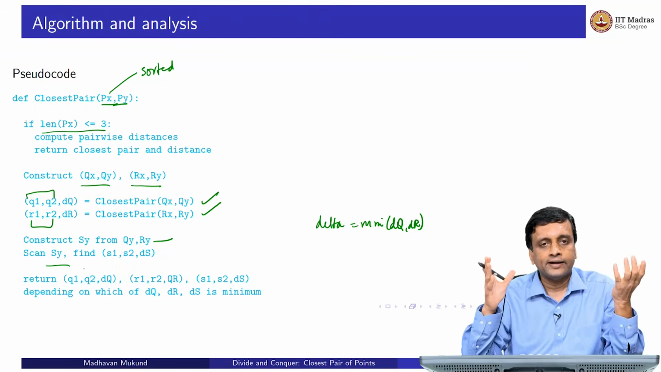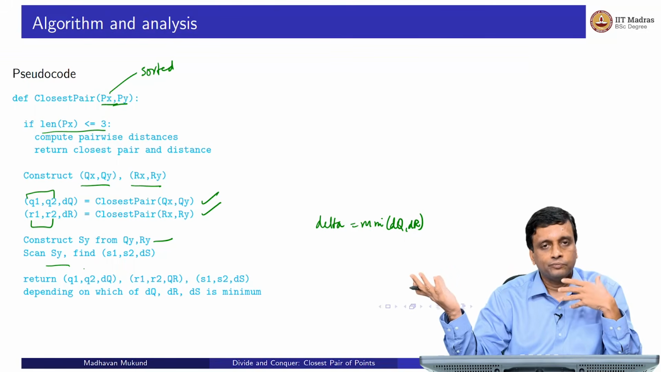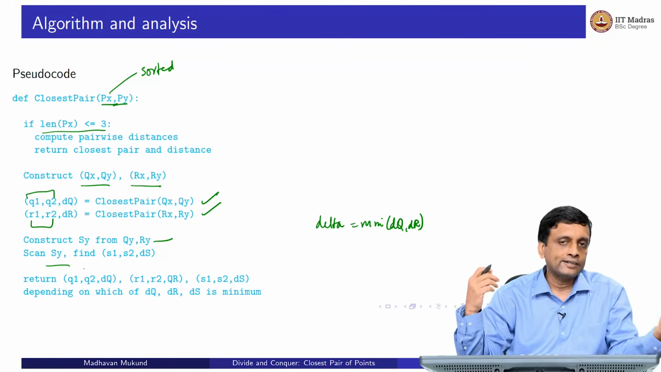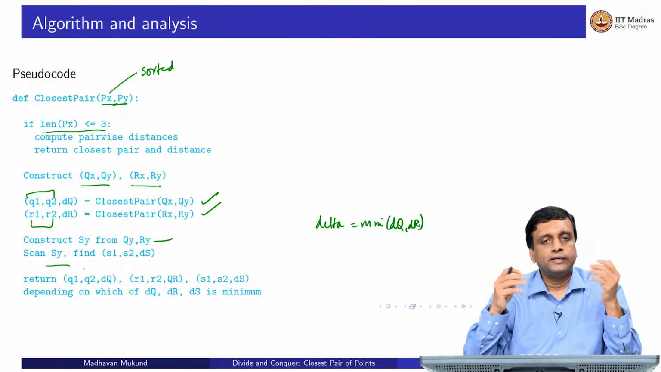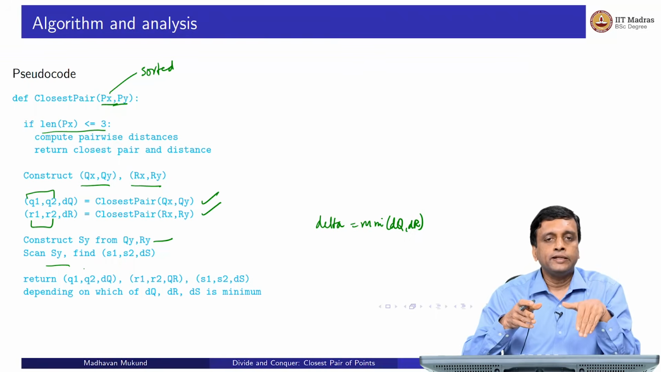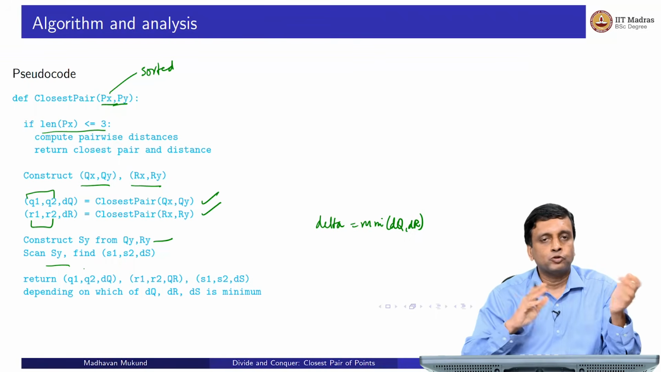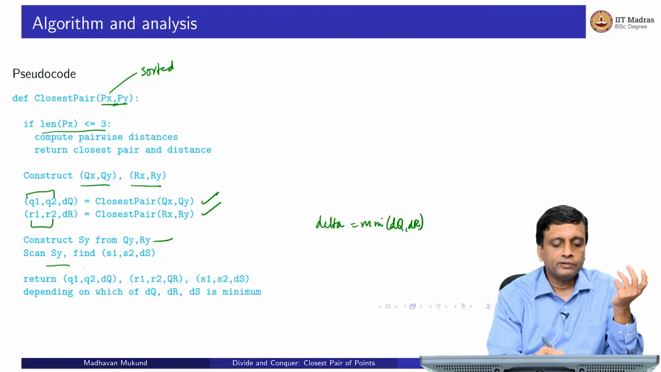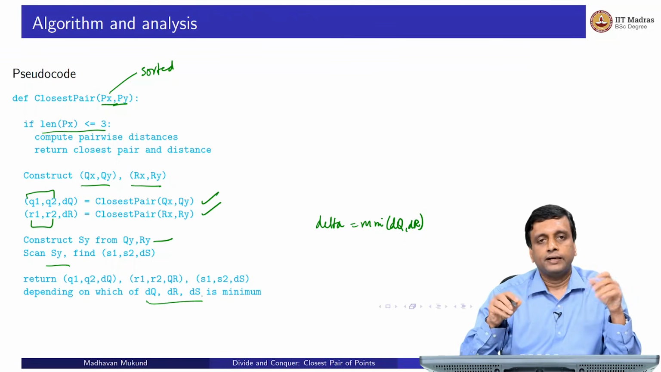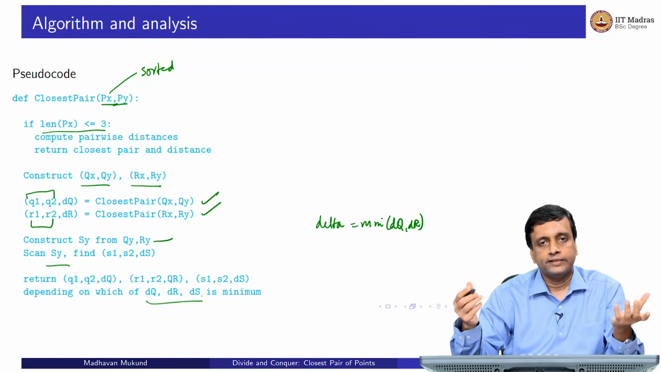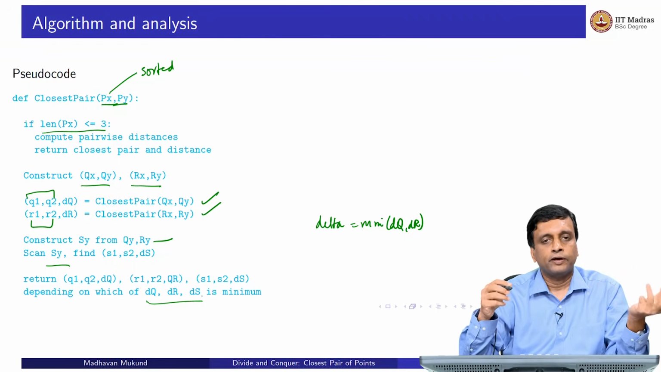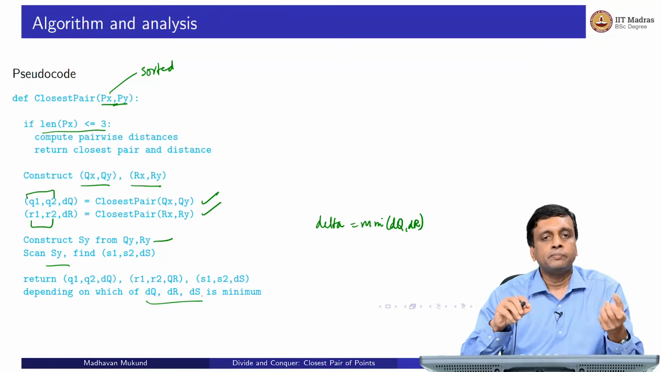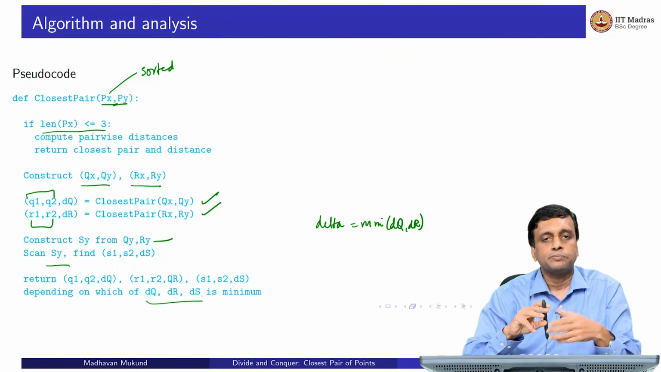So now I have 3 candidates. I have the left hand side candidate, which gave me dq, the right hand side candidate, which gives me dr, and this band provides a third possibility, saying this is the smallest distance within this band for points which could be on either side. So I take, depending on which of them is minimum, dq, dr and ds, these 3 distances, whichever is minimum, I use that as my answer, and I say, okay, this is the pair of points overall which has the minimum distance, and here is the distance. So this is my algorithm.